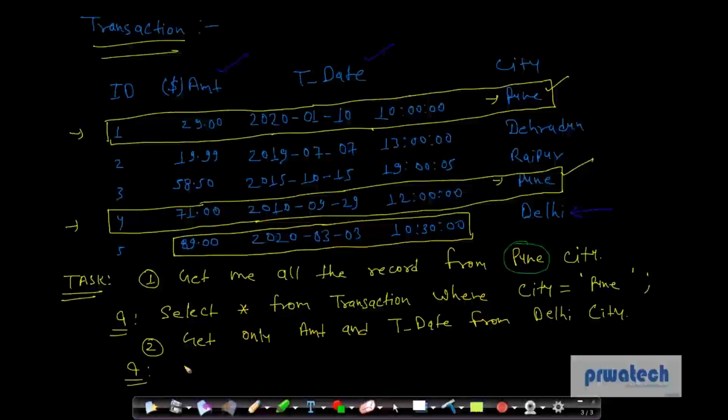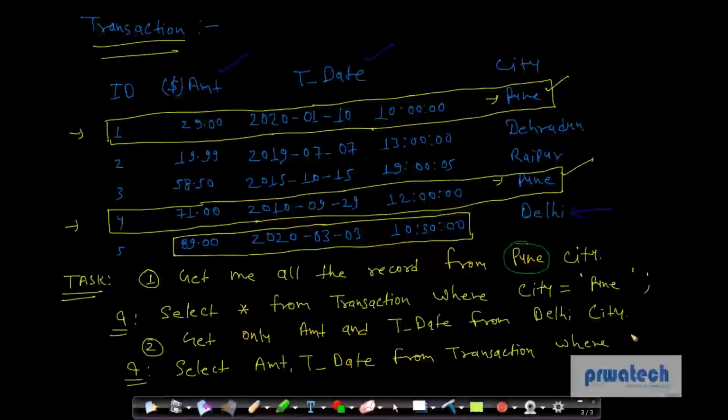So what is my query here? Check carefully. Select, and these are very straightforward. Once you know the concept, it's very easy to write. Select amount because I need this, and I need T date, transaction date, from the table name, which is my transaction table, where city is equal to Delhi, isn't it? If I run this query, I'll get this record only.